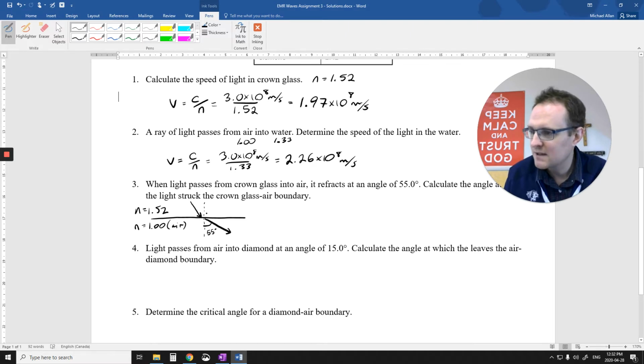Okay. Calculate the angle of incidence that struck the crown glass air boundary. So I want to find out what that data is there. So we're going to label these two sides. I'm going to call the top 1, bottom 2. That's going to be useful for my formula here.